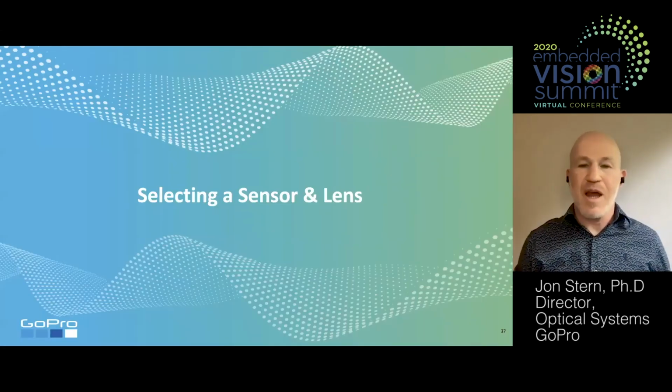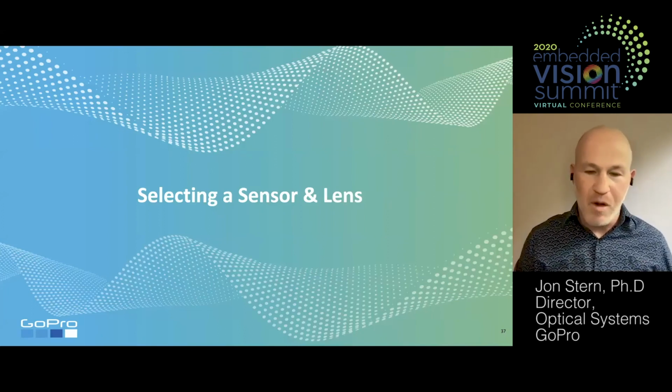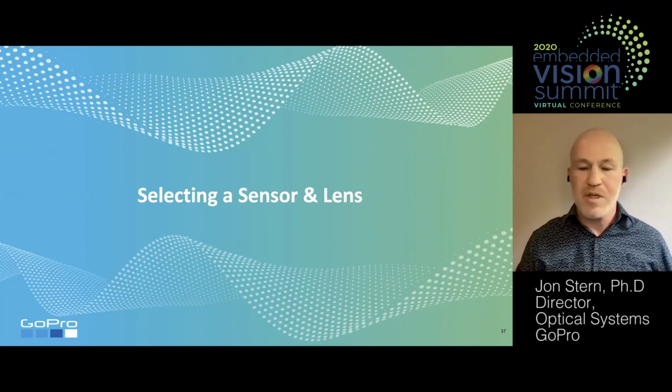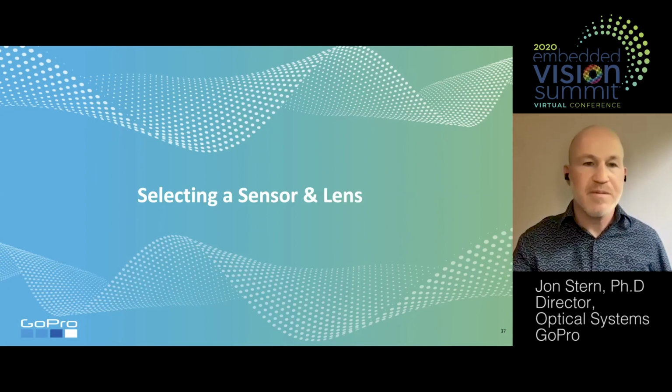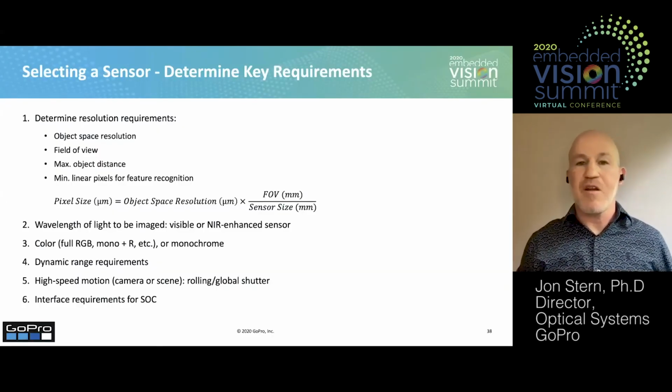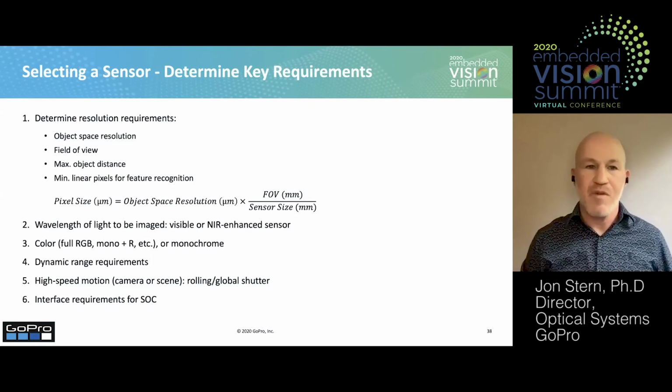So how do you select a sensor and lens? This is actually quite complex, but in the next section, I'll give you some rules, some steps to go through to facilitate this process. So when selecting an image sensor, start off by determining the key requirements, determining resolution requirements.